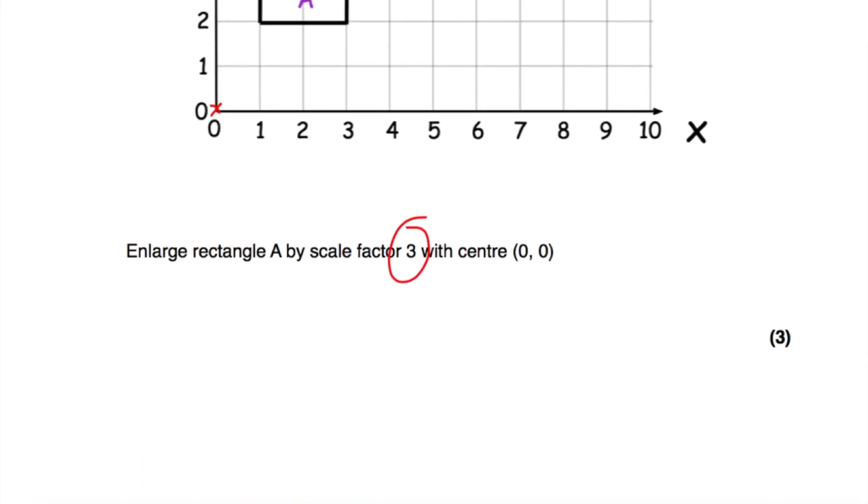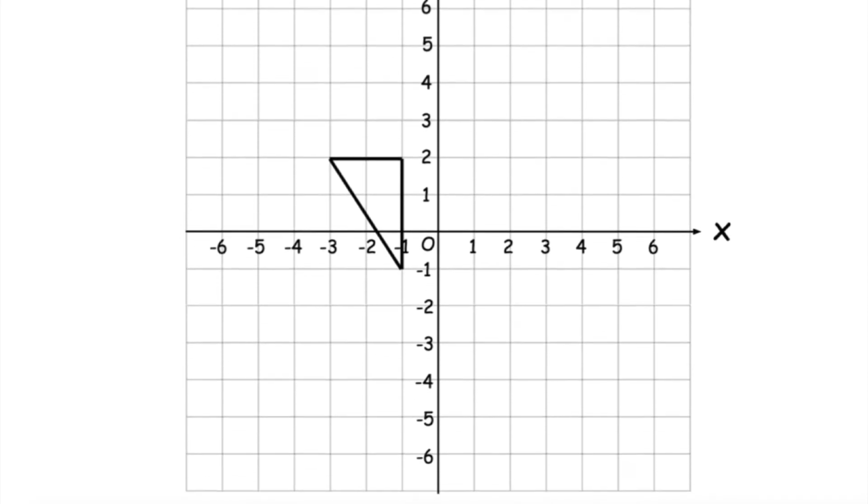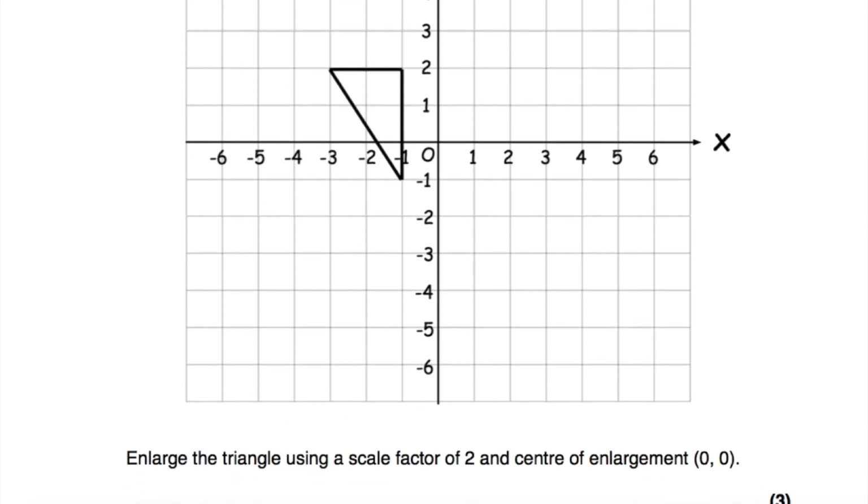Okay, now question number 9. So question number 9, we've got another set of axes and we've got a right angle triangle there. We've been asked to enlarge the triangle by scale factor 2 using the center of enlargement 0, 0, so the origin again. Now it's not always the origin, and we'll look at some questions in a moment where we've got other centers of enlargement. So here the center of enlargement is the origin, so I like to put a little cross there to say that's the center of enlargement. And we're going to make this right angle triangle 2 times larger but also twice as far away from the center of enlargement.